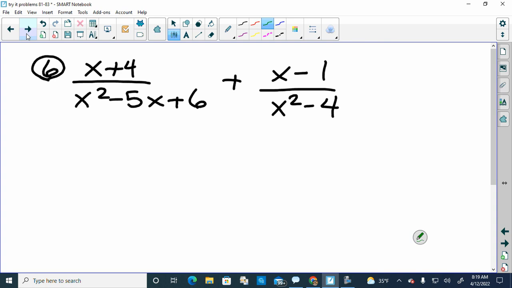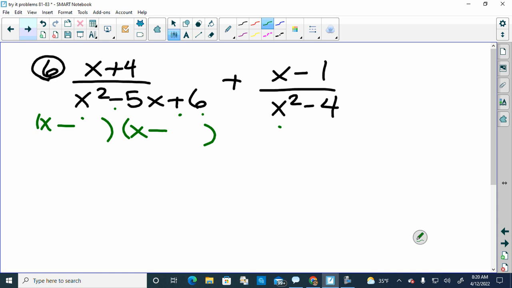This is different, not multiplication, so we don't do the cross canceling thing. We add and subtract with fractions, so we need a common denominator. Before we know what's in common, we have to simplify down those squares. That one we don't have to, and that top one we don't have to, so it's the denominators. Signs are the same. They're both going to be negative. Split up my x's, and then I read backwards. What are my factors of 6 that add to give me 5?